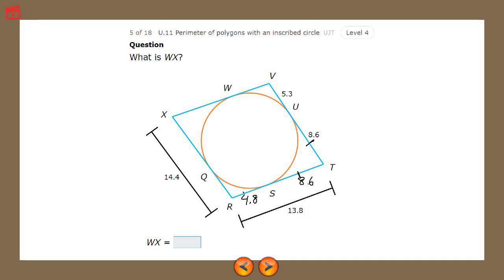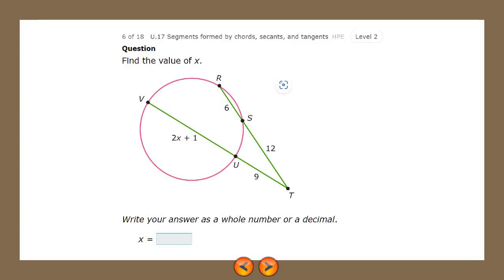If R to S is 4.8, Q to R is 4.8. If X to R is 14.4 and Q to R is 4.8, we just need to subtract them to get X to Q. That'll be 9.6, which means X to W is 9.6 as well. W to X is 9.6. Those were the first 5 questions on the quiz.